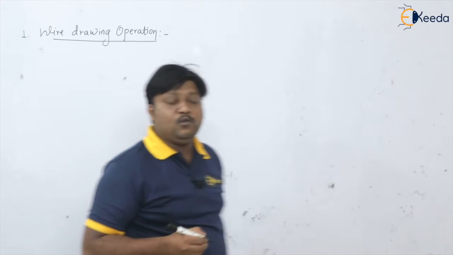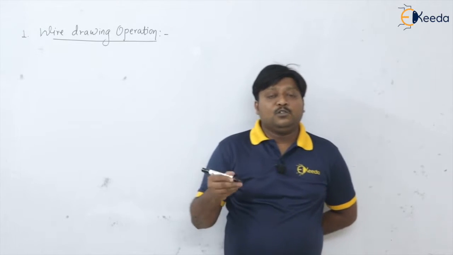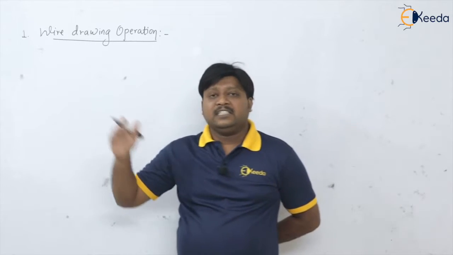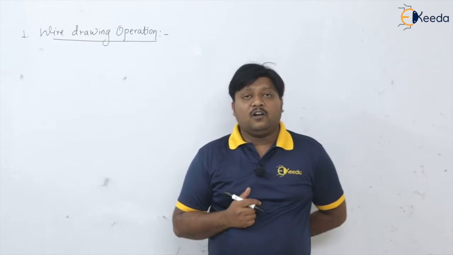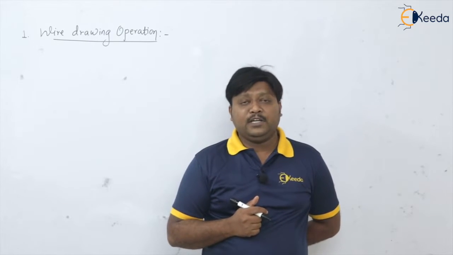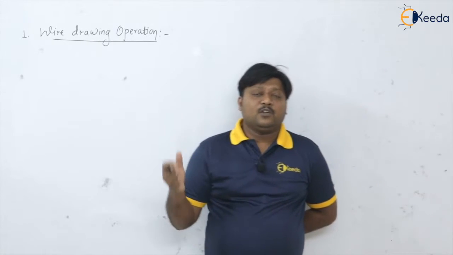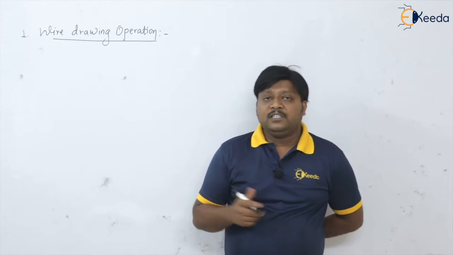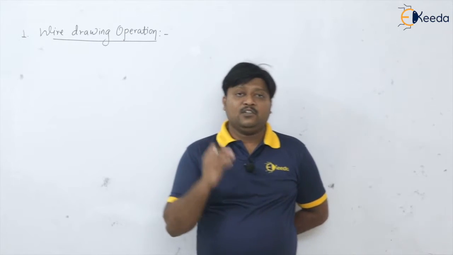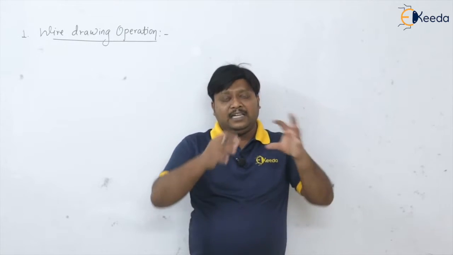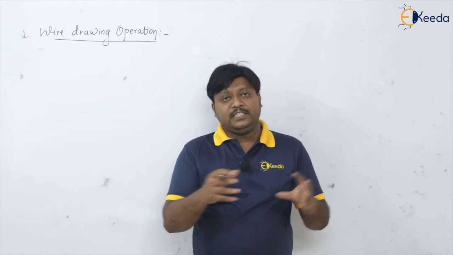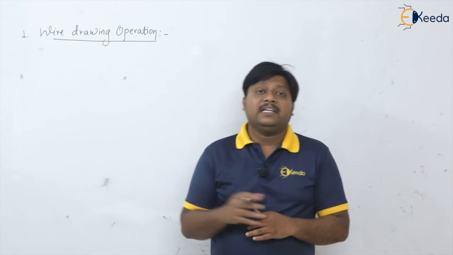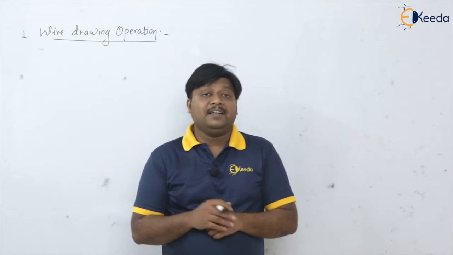So basically, what is the wire drawing operation? Reducing the diameter of a given rod to make it into a wire is known as the wire drawing operation. Generally, a rod with diameter less than 10 millimeter we can call a wire. So the input is a rod, and this rod undergoes deformation through the die. Through the die we have various zones, and at the end we get the wire of required size.